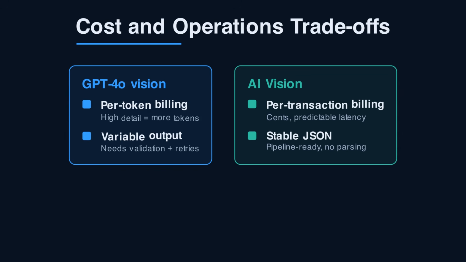Operationally, GPT-4o output is non-deterministic, so you need schema validation, retries, and prompt versioning. AI Vision gives stable JSON but no flexibility. Always confirm pricing and token math in the current Azure docs before you commit.